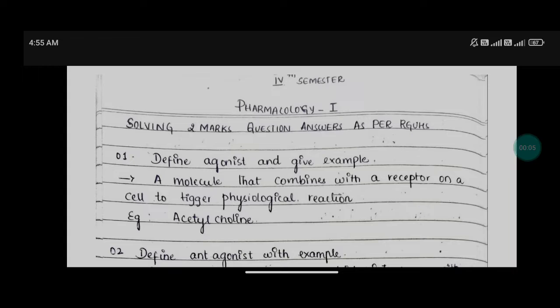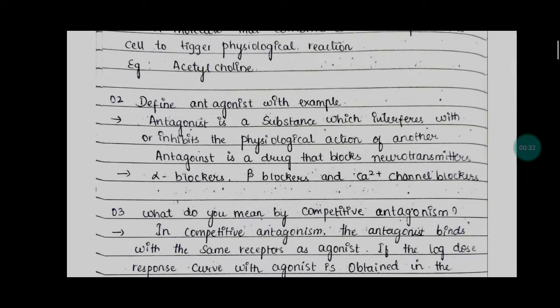So today I'm going to continue with the pharmacology first quarter semester question and answers as per RGUHS. I'll start from the first question, that is, define agonist and give example. An agonist is a molecule that combines with a receptor on a cell to trigger the physiological reaction. An example is acetylcholine.